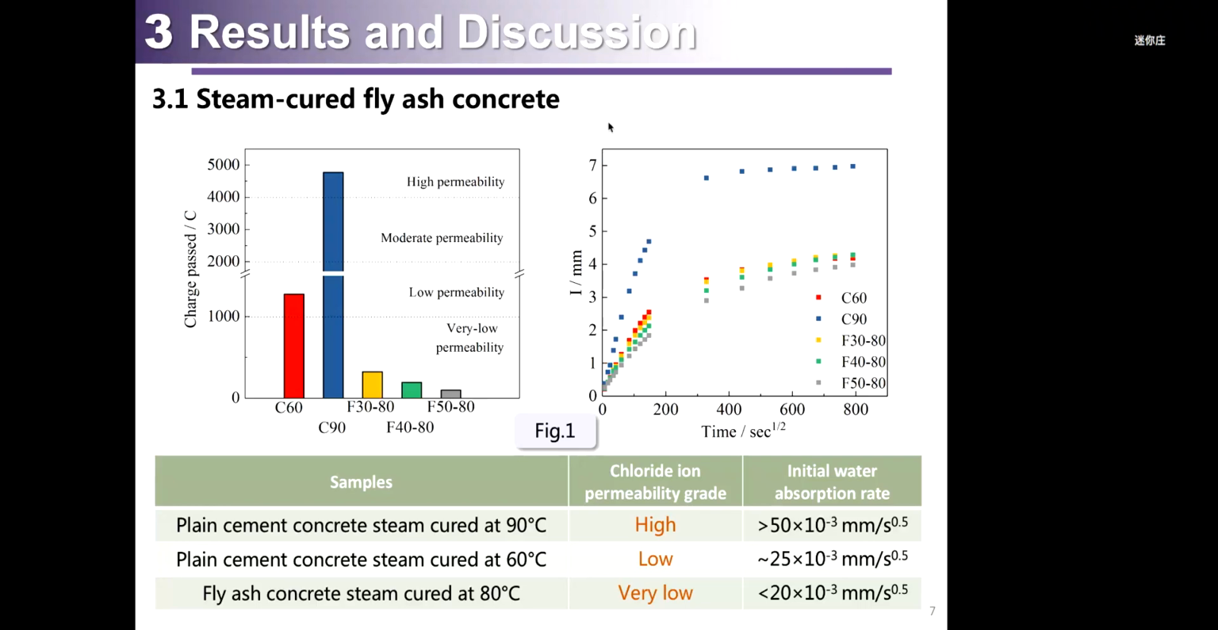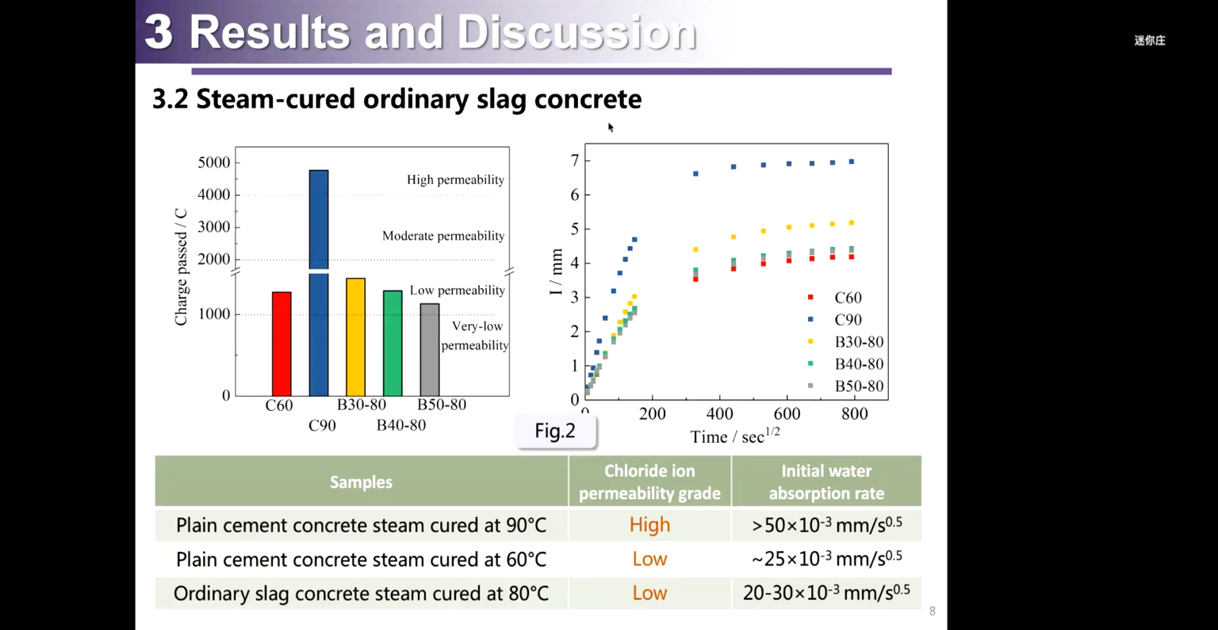The chloride ion penetration grade of fly ash concrete with various fly ash contents is the same, while the initial water absorption rate decreases with the increase of fly ash content. The transport properties and durabilities of concrete in the same chloride ion penetration grade can be further evaluated by comparing the initial water absorption rates.